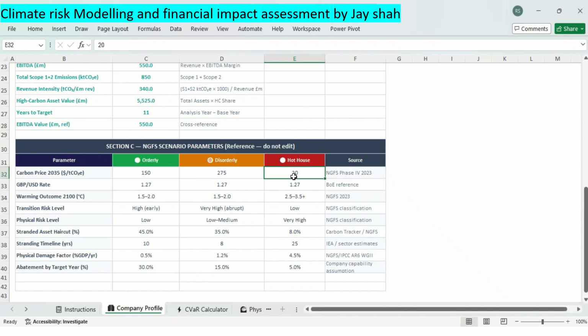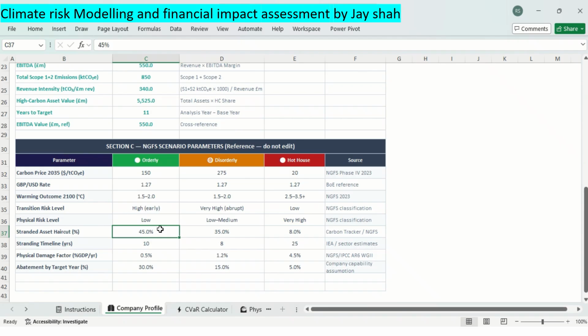Then it comes to the standard asset haircut, which in orderly is 45%. I'm talking about this 37 cell, and minimal carbon pricing reflects minimal policy ambitions. So companies face almost no transition cost in the hothouse world.